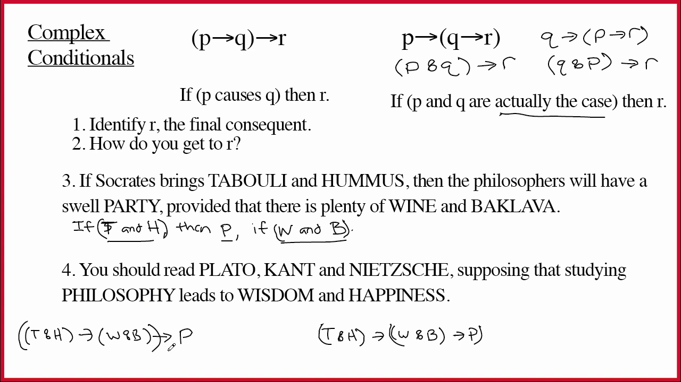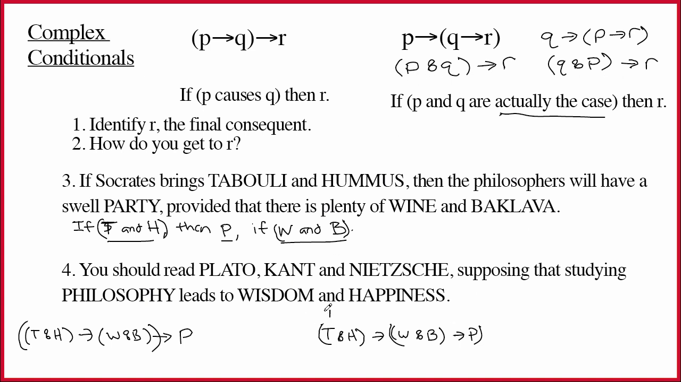All right, now if I try to read this one, remember you want to try to read this first arrow as "causes." And so this would say, if Socrates bringing tabbouleh and hummus causes there to be plenty of wine and baklava, then the philosophers will have a swell party. Notice that would be a very strange claim to make about the relationship between Socrates bringing tabbouleh and hummus and there being wine and baklava. One of them is not causing the other. So this seems implausible.